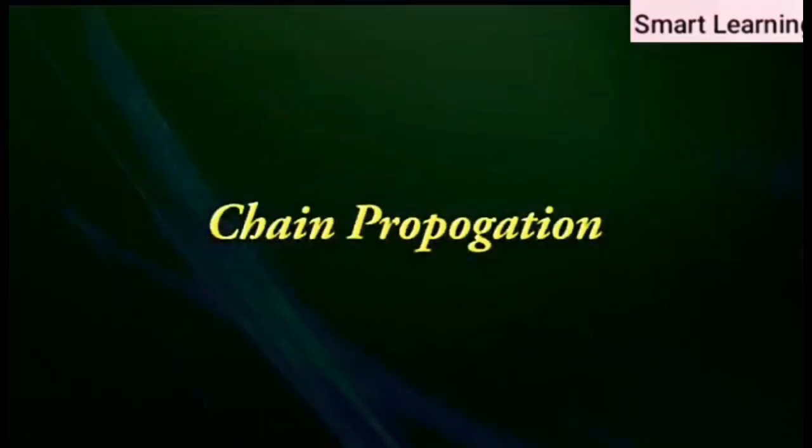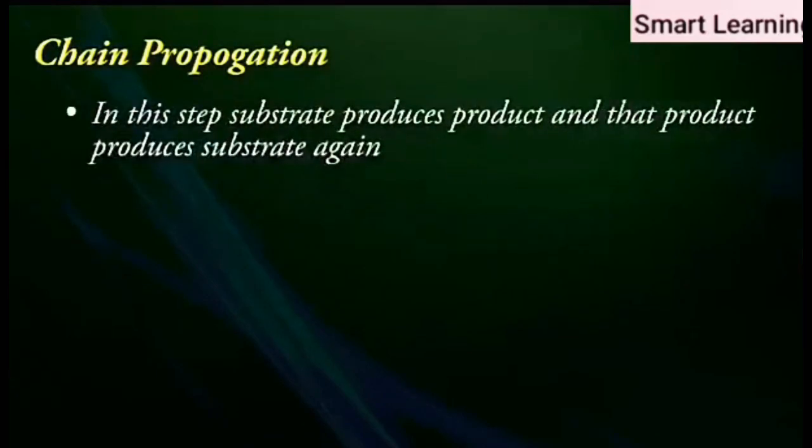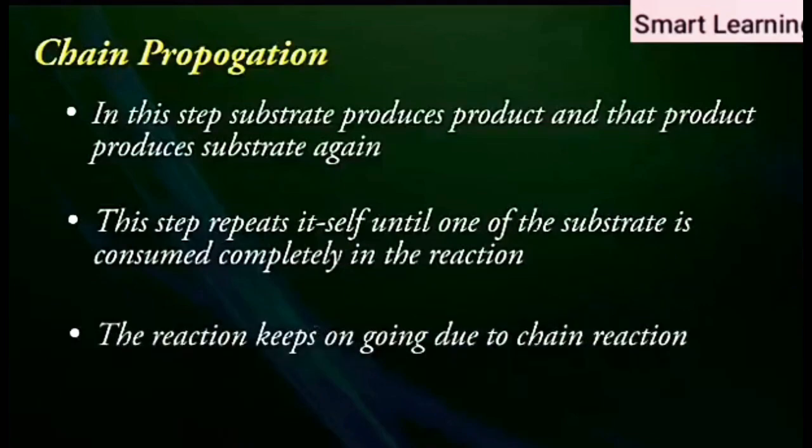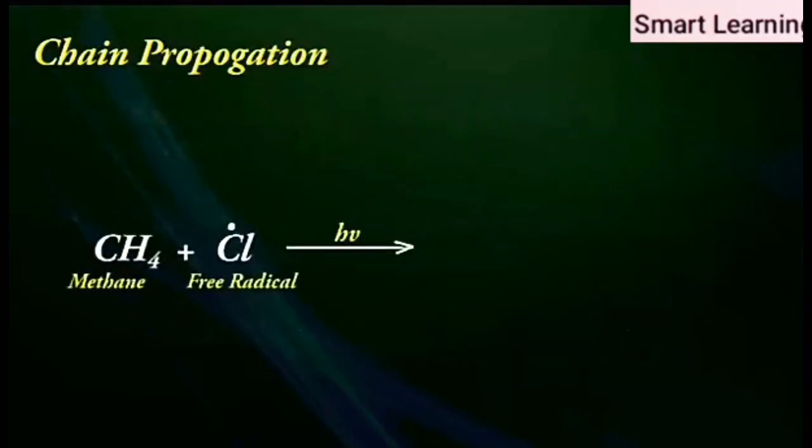The next step, chain propagation. In this step, the substrate produces product and that product produces substrate again. This step repeats itself until one of the substrates is consumed completely in the reaction. The reaction keeps on going due to the chain reaction. Let us understand this in detail.